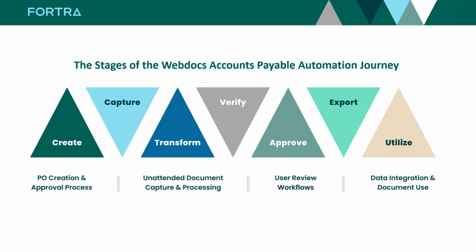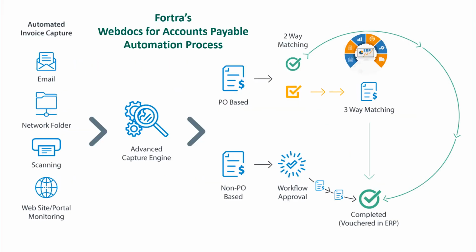Again, you can create this with a PO process. If you don't have it, you can capture, transform, verify, approve, export, and utilize. Those are the 7 different stages in our AP automation journey that we have here at Fortra on the WebDocs document management side. These are the ways that we use our system, along with some of the capture capabilities and forms capabilities, to enhance that full life cycle of the document in the process. And that looks like this from that standpoint.